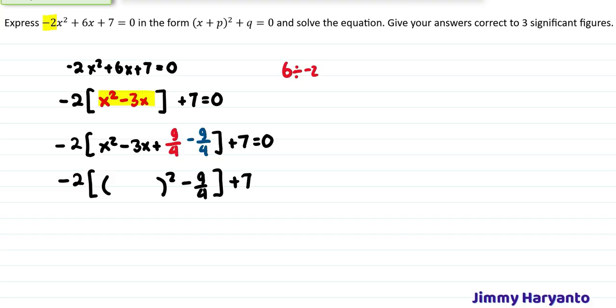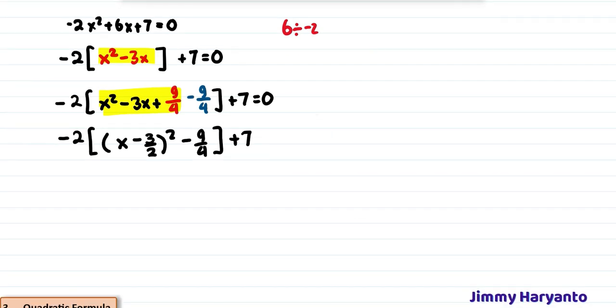So this part will become x, the sign is minus, and then the 3 will be divided by 2. 3 divided by 2. There you go. Okay, pretty confusing, right? Yeah, completing square is the hardest method to solve the equations. Okay, so what next is to multiply the negative 2 inside the bracket.